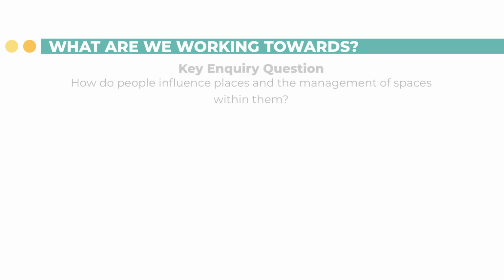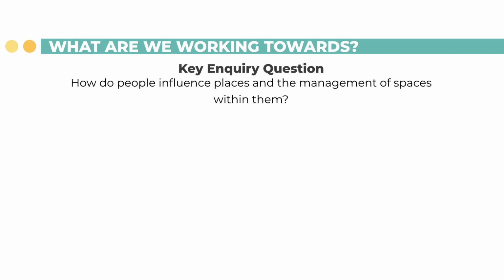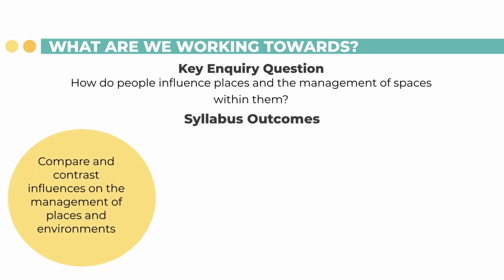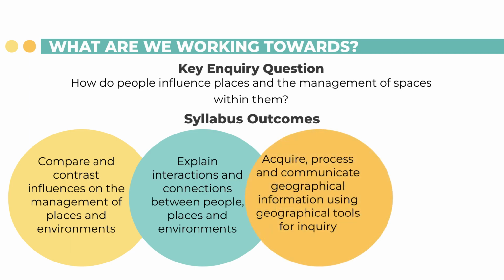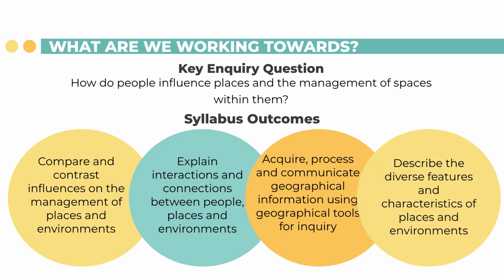So what are we working towards? We're looking at how do people influence places and the management of spaces within them. That sounds a bit wordy to begin with, but we'll break it down each lesson. Our syllabus outcomes: we want you to be able to compare and contrast influences on the management of places and environments. We want you to be able to explain interactions and connections between people, places and environments. We want you to acquire, process and communicate geographical information using geographical tools for inquiry, and to be able to describe the diverse features and characteristics of places and environments.